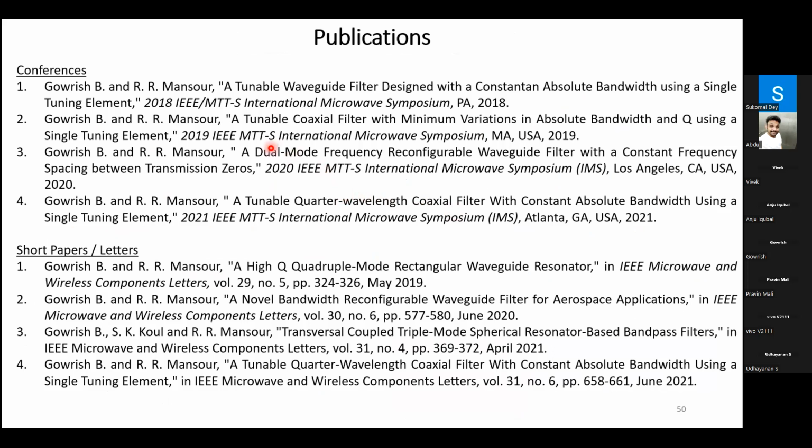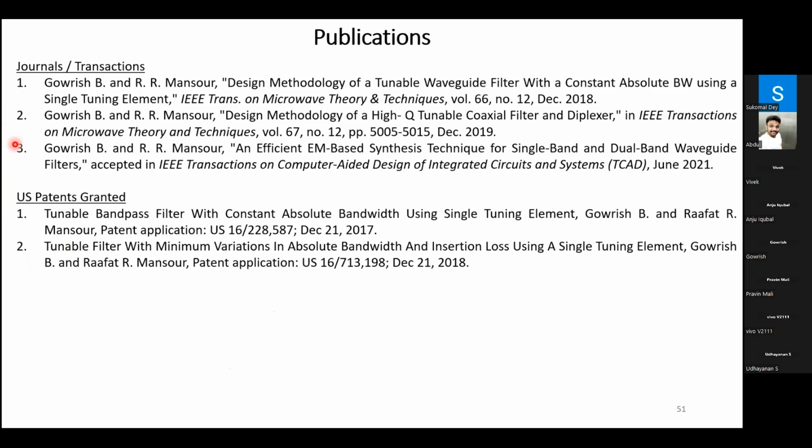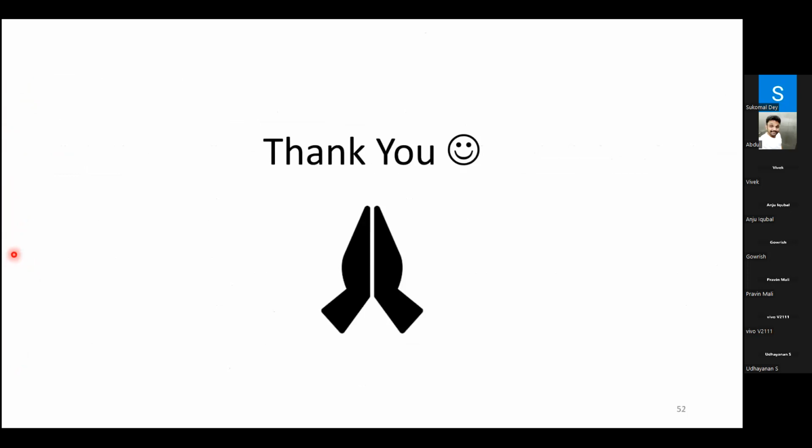So these were the publications during my PhD. I have 4 IMS conference papers, including the IMS Best Advanced Paper Award for the coaxial filter that I presented. I have 4 MWCL letters, 3 IEEE transactions, and 2 US patents granted.